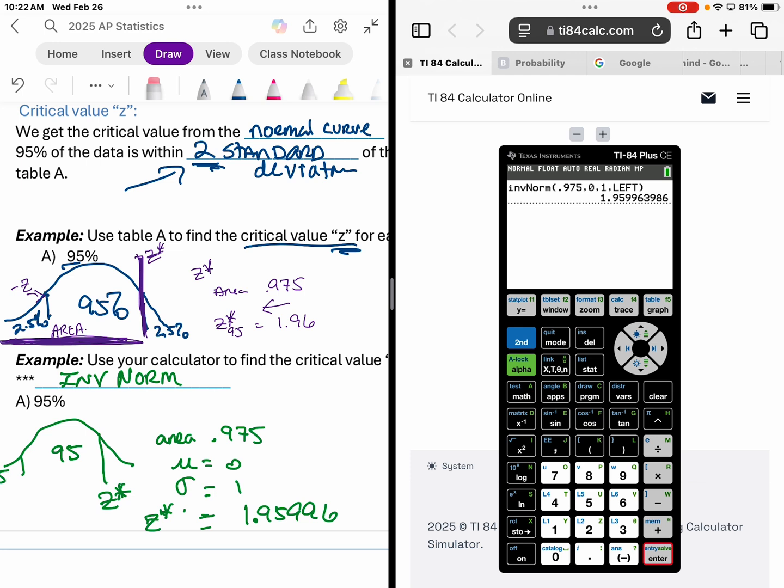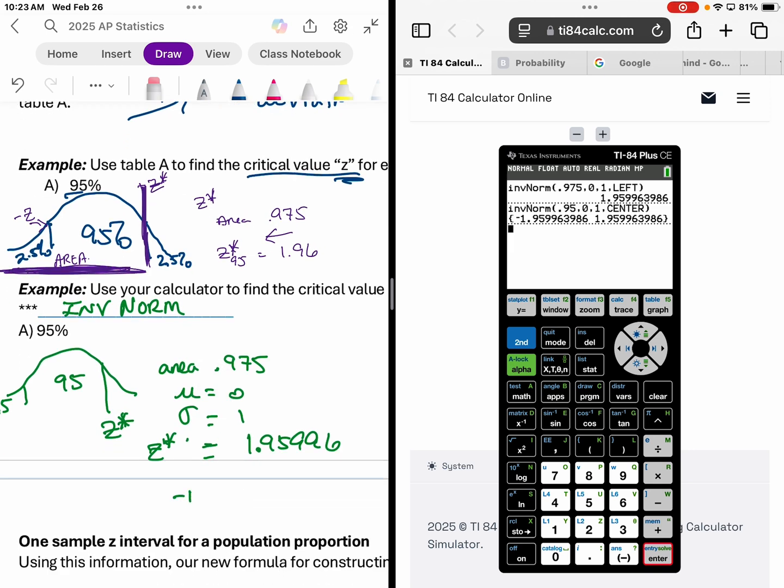If I go back to doing that inverse norm, just to show you, the newer software gives me an option. I can just say a 95% confidence interval, and I want to do the center. Then I hit enter, go down and hit paste, and that tells me it's from negative 1.959 to positive 1.959. So we just use the one on the right side.